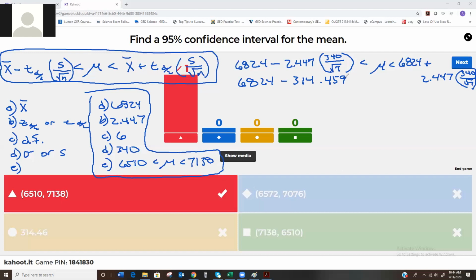So yeah, you should get that. And then of course that rounds to 314. So it ended up doing 6824 minus 314, and then 6824 plus 314. Okay. And that's your margin of error. I don't ask that on the test. I never ask you what's the margin of error, but in your homework or whatnot, if you're running across something, that's what they mean by margin of error. It's what you added and subtracted.